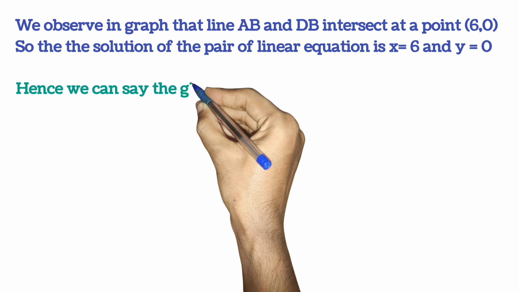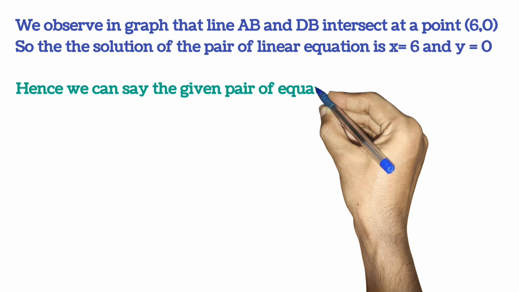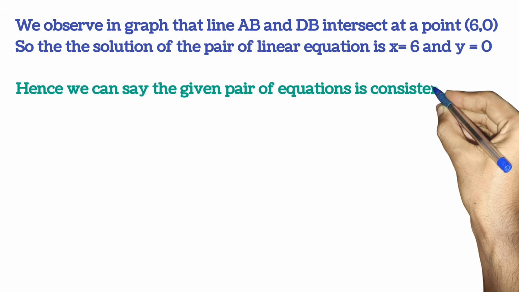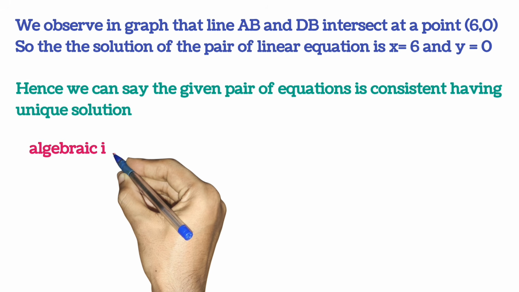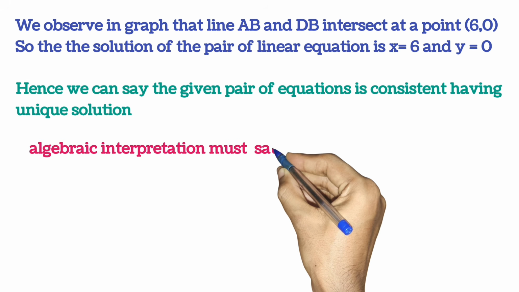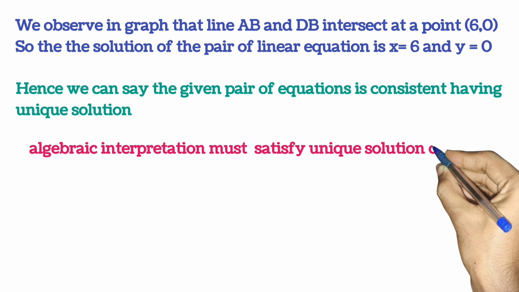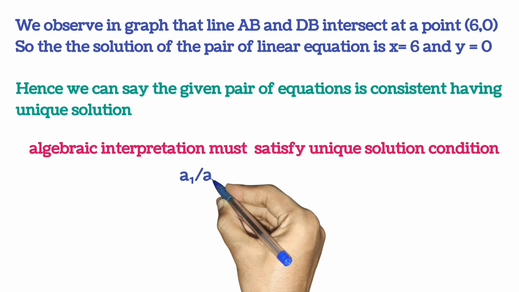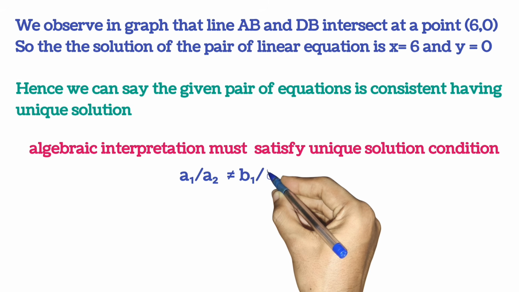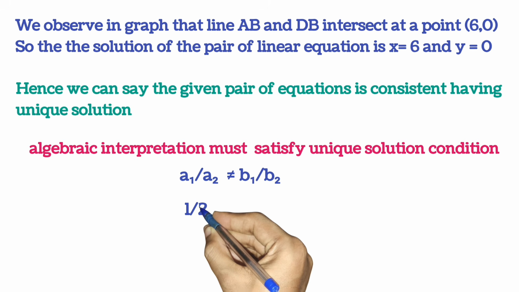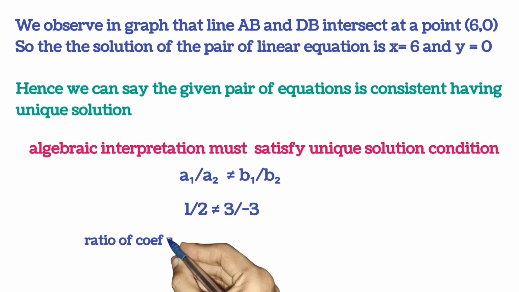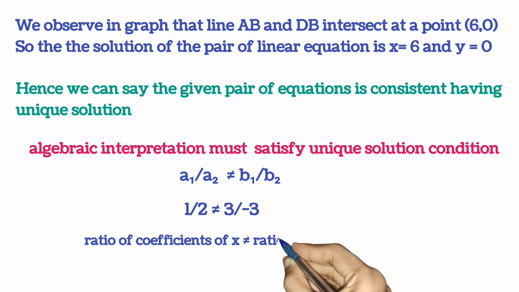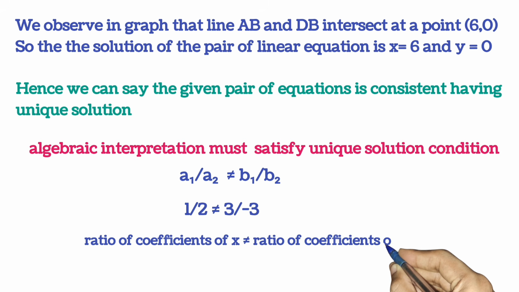Hence we can say that the given pair of equations is consistent, having a unique solution. The algebraic interpretation must satisfy the unique solution condition, that is a1/a2 not equal to b1/b2. Here a1/a2 is 1/2, not equal to b1/b2, 3/(-3). The ratio of coefficients of x is not equal to the ratio of coefficients of y. Now look at another example.